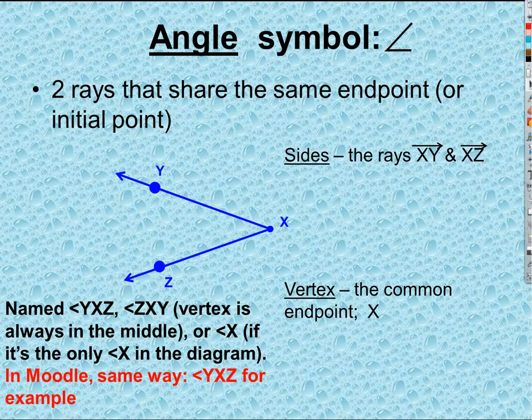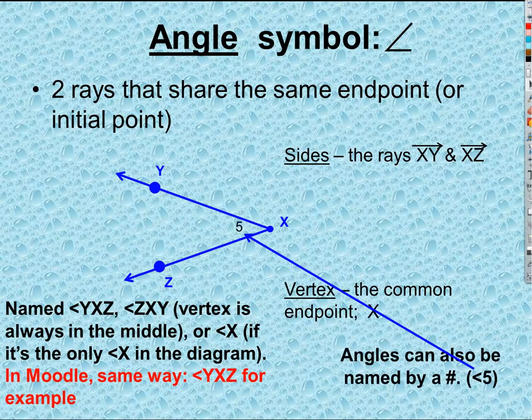What if I had a situation like, well, and we just use the angle symbol in Moodle, for example. What if I had a situation, oh, and if there's a number in there, before I move on, I could call it angle 5 too. Sometimes we'll do that. We'll put a little number in there. Makes it easier to refer to the angle.